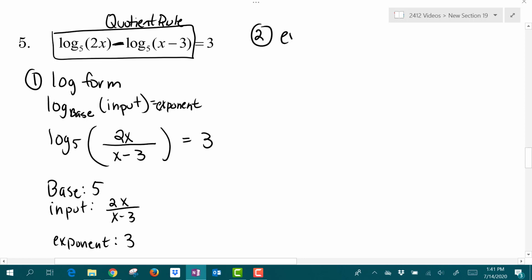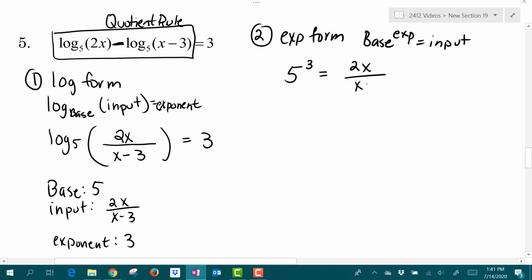Alright, so step 2 then, we're going to convert that log form into exponential form, which means we want the base raised to the exponent is equal to the input of the log. So the base of this log is 5, the exponent is 3, and that's equal to 2x divided by x minus 3. Right? Is there any simplification we can do? I'd like to do that before I move on to the next step.